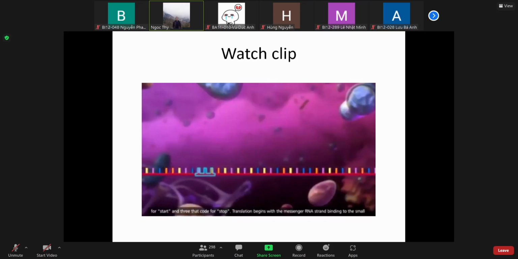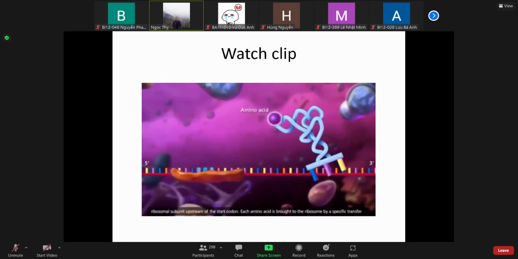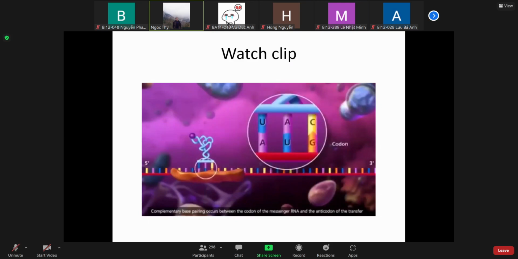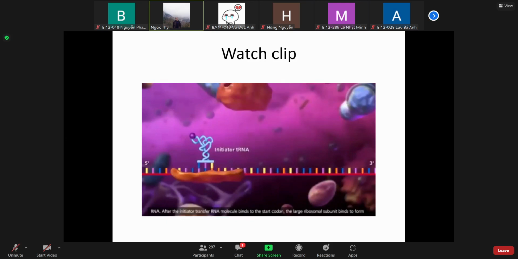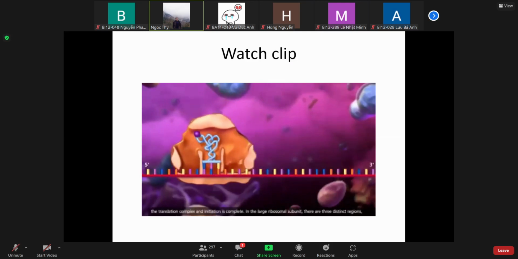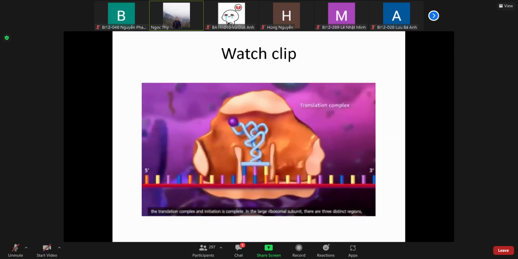Translation begins with the messenger RNA strand binding to the smaller ribosomal subunit upstream of the start codon. Each amino acid is brought to the ribosome by a specific transfer RNA molecule. The type of amino acid is determined by the anticodon sequence of the transfer RNA. Base pairing occurs between the codon of the messenger RNA and the anticodon of the transfer RNA. The transfer RNA molecule binds to the start codon. The large ribosomal subunit binds to form the translation complex, and initiation is complete.